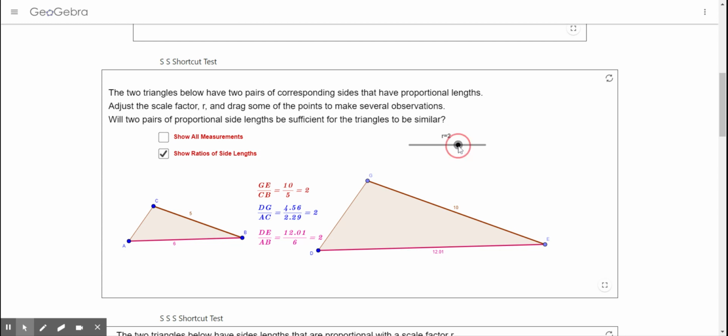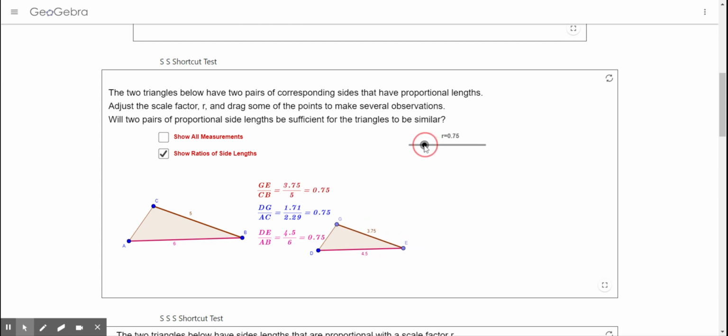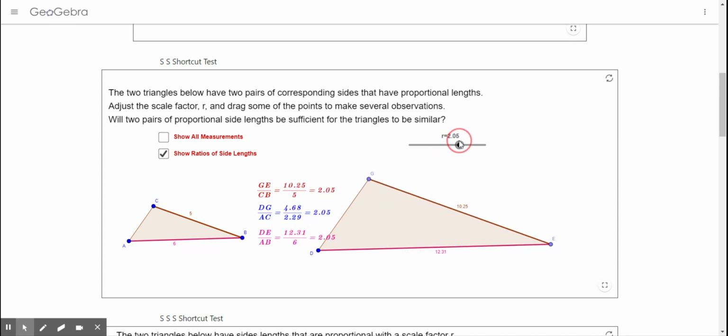If I change that scale factor, I can pull it back down to say r equals 1. And if it was r equals 1, that means these two triangles are actually congruent. Again, these are a little bit off, but that's just having to do with weird rounding issues with the computer. So these two are congruent. I can make the one on the right smaller, make the one on the right bigger, back up to 2. So this is what we started with, 5 and 6 and 10 and 12.